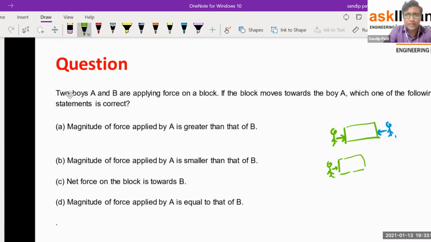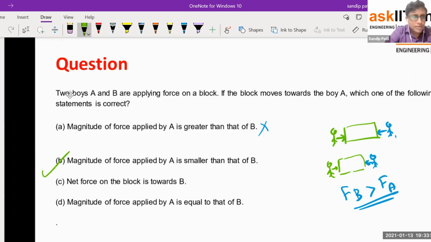So, a very simple logical thing here. Tell me, who is applying the greater force, A or B? Obviously B, right? So can I say force by B is greater than force by A? Let's see which option is correct. First, magnitude of force applied by A is greater than B. No, B is applying the greater force. Then second, magnitude of force applied by A is smaller than B. That's right. So this should be our answer.